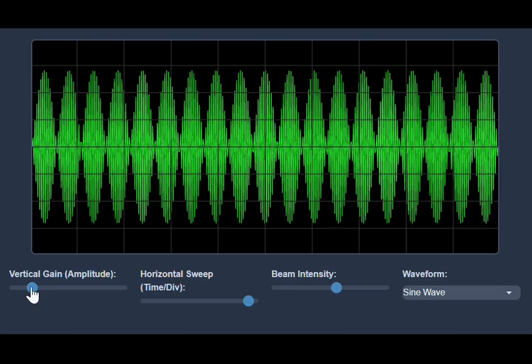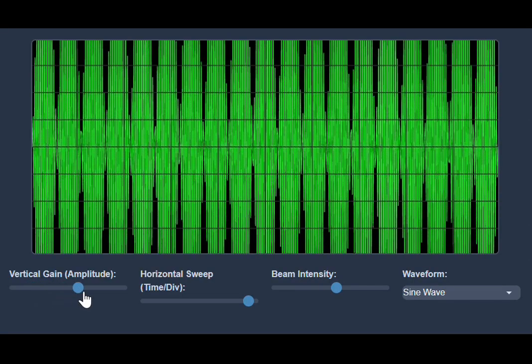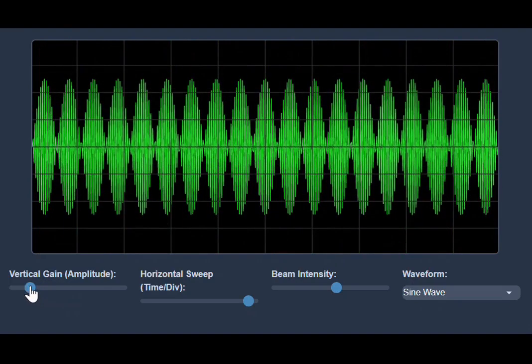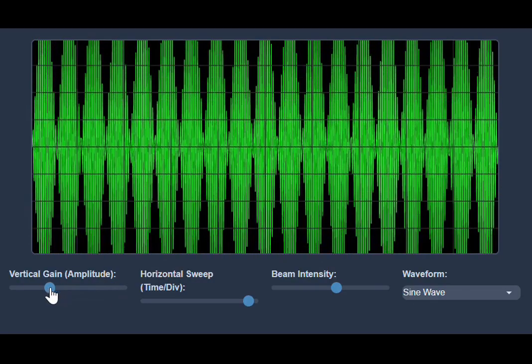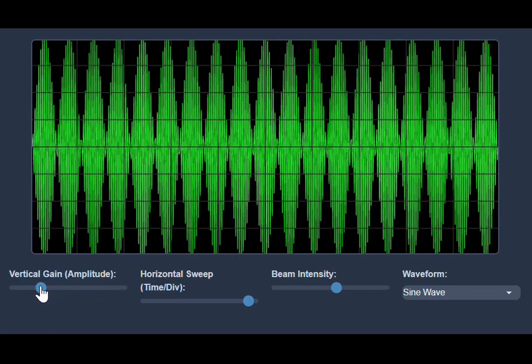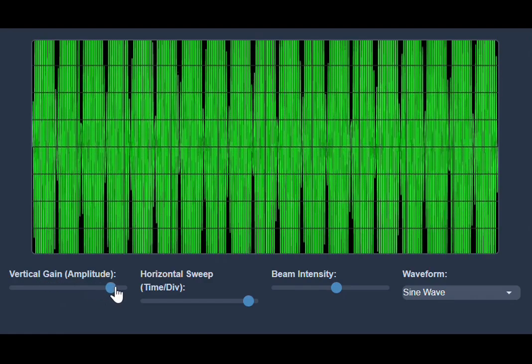So here, vertical gain. When the amplitude increases, that means the gain increases. This is the basic concept of gain versus amplitude. Vertical gain means adjusting the sensitivity of the vertical deflection, so as the gain increases, the amplitude increases.